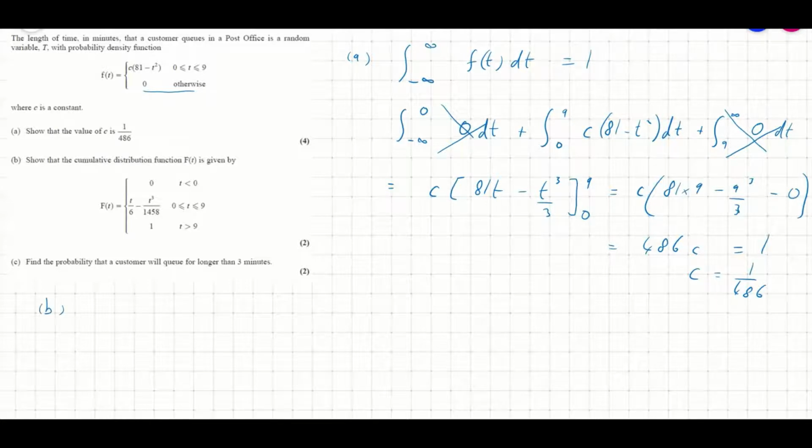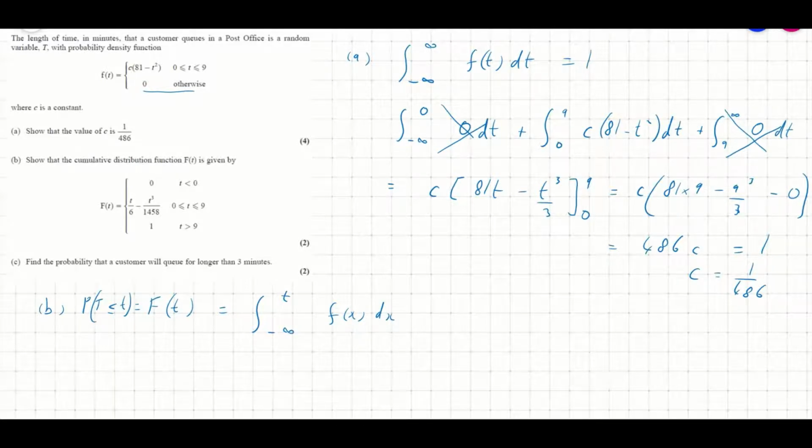Now, the CDF is a cumulative probability. So the CDF, denoted by capital F, is given by the integral between minus infinity and t of f(x) dx. So x is just a dummy variable, it doesn't really matter. And this tells us the total probability to the left of small t. So it tells the probability that my random variable, capital T, is less than or equal to small t. That's what the CDF is.